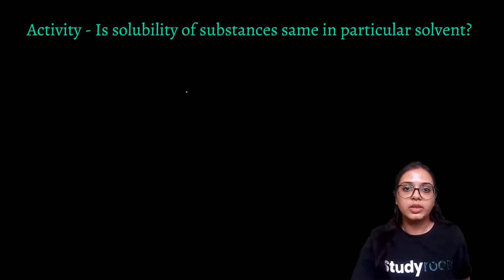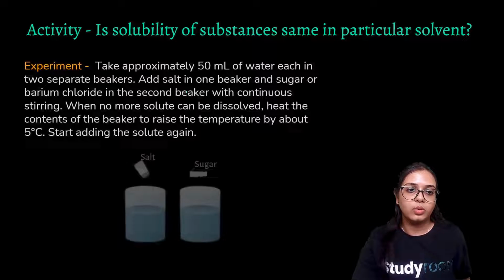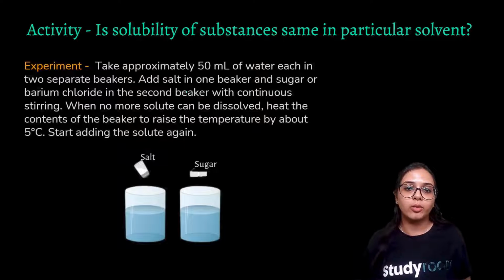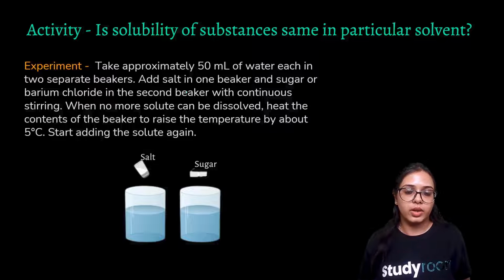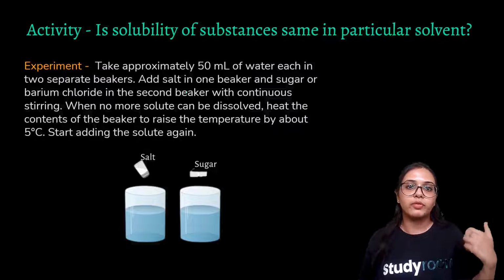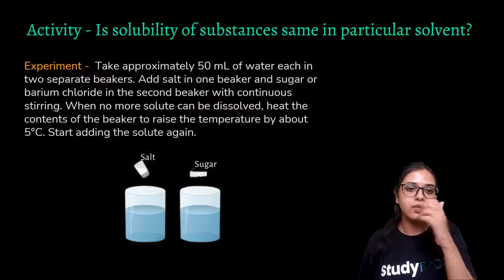Activity: Is the solubility of substances the same in a particular solvent? Now take approximately 50 milliliters of water in each of two separate beakers. Add salt in one beaker and sugar or barium chloride in the second beaker. With continuous stirring, when no more solute can be dissolved, heat the contents of the beaker to raise the temperature by about 5 degrees Celsius. Start adding the solute again.